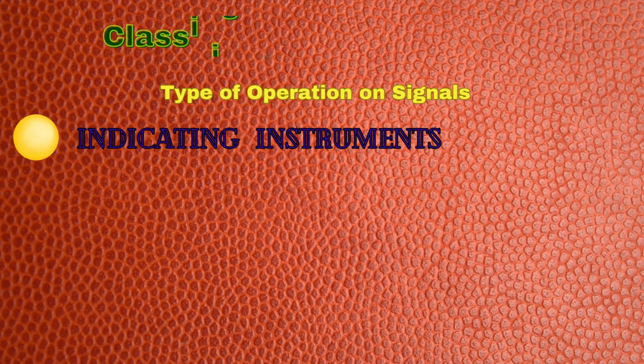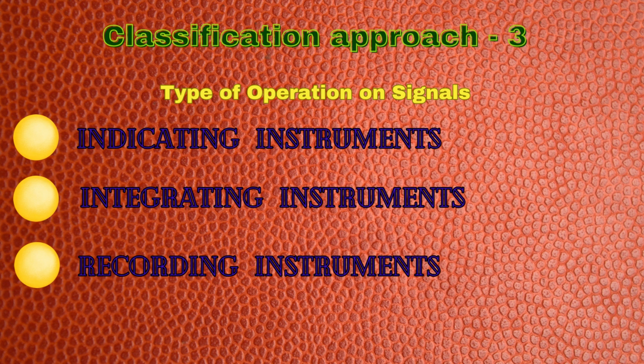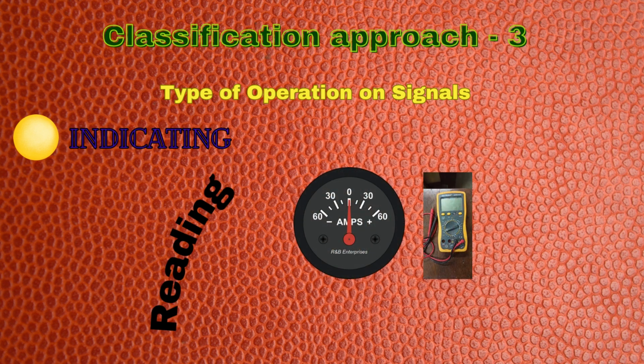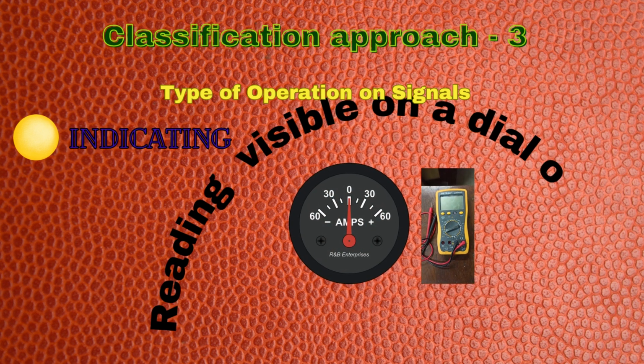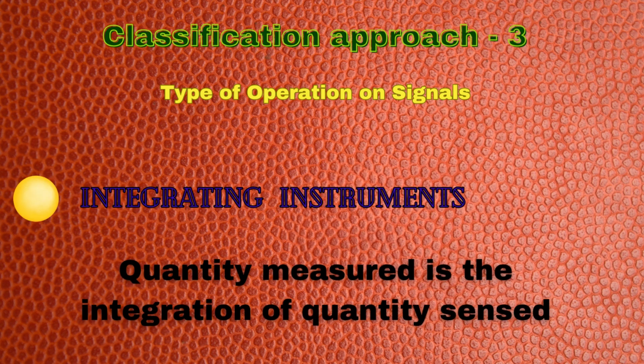The third approach of classification is based on the nature of operation that the instrument carries out on the measured signal. Accordingly, the instruments may be classified as indicating, integrating, and recording instruments. The measured value is directly visible over a screen or over a dial in terms of pointer deflection for indicating instruments. For integrating instruments, a quantity is dynamically sensed first, then it is integrated either over a short duration or over the running time incessantly. The result of integration is the desired quantity under measurement.